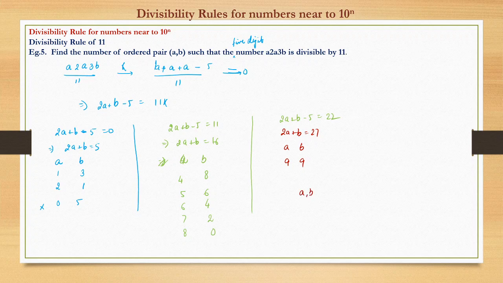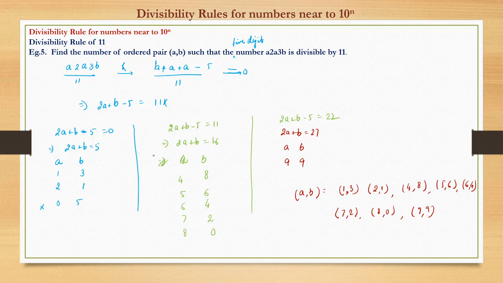Ordered pairs is nothing but from here 1 comma 3, then 2 comma 1, from here 5 cases, 4 comma 8, 5 comma 6, 6 comma 4, then 7 comma 2, 8 comma 0, then 9 comma 9. So there are 2 plus 5, 7 plus 1, 8 cases total, right? So this is the way we can solve the question of this.